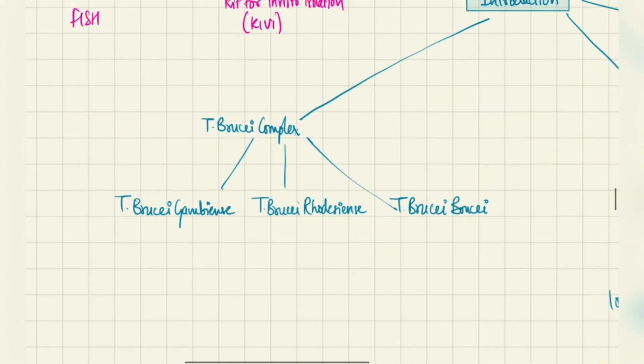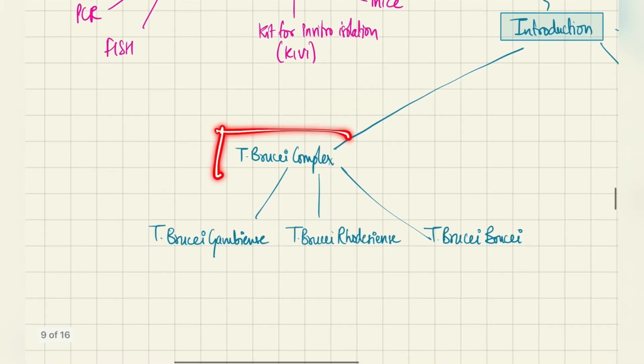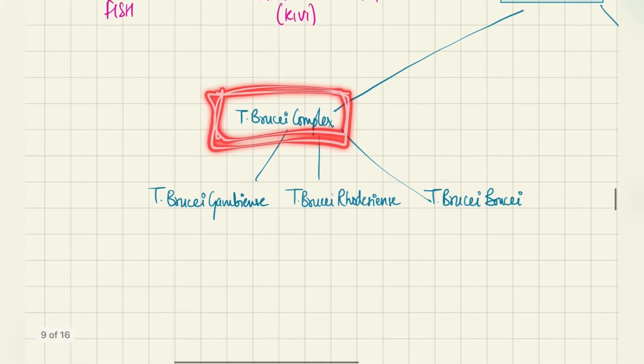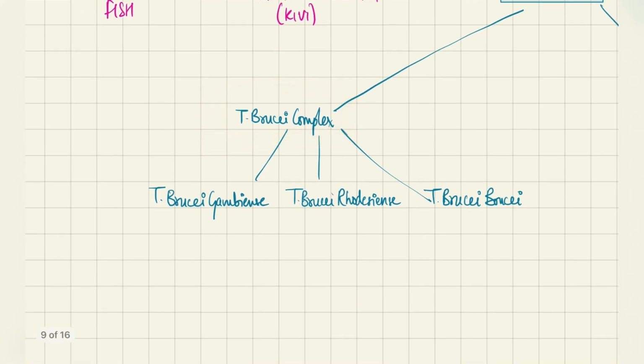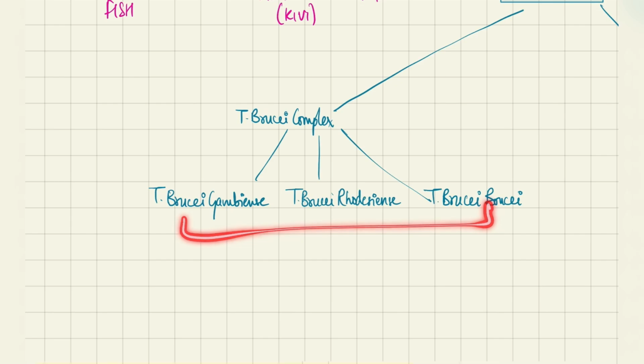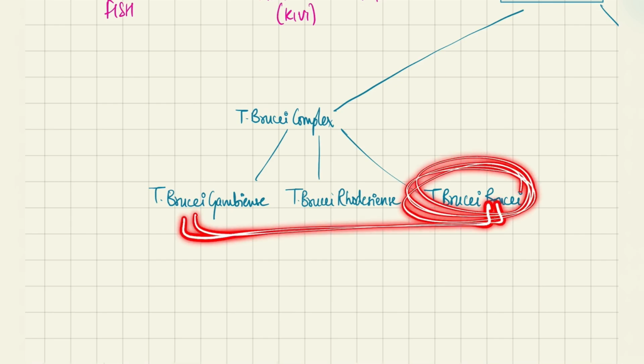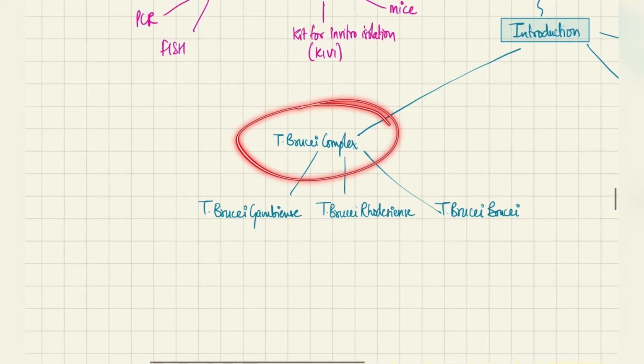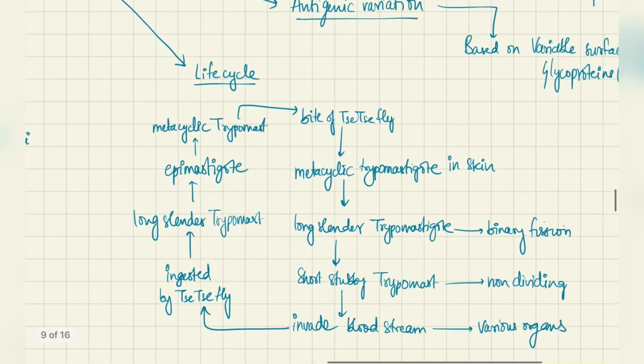So let's get started. First of all, the Trypanosoma brucei complex is responsible for African sleeping sickness. It includes Trypanosoma brucei gambiense, rhodesiense, and brucei. These are just three names. If you want, you can remember them, but just remember brucei. These are the Trypanosoma brucei complex, which are the causative organisms.